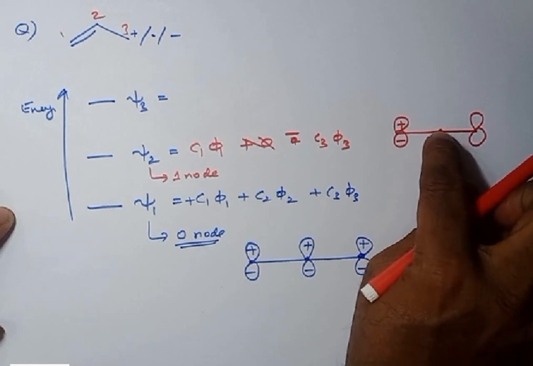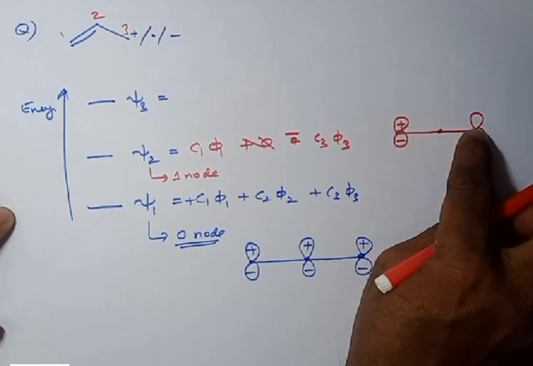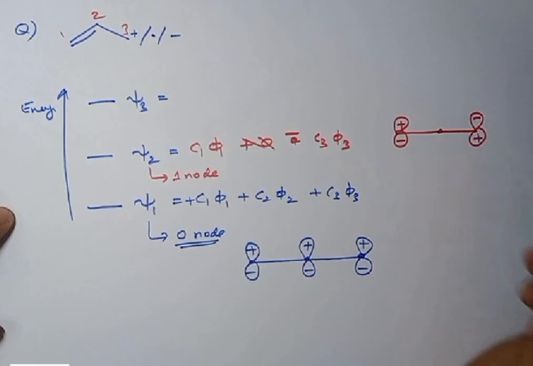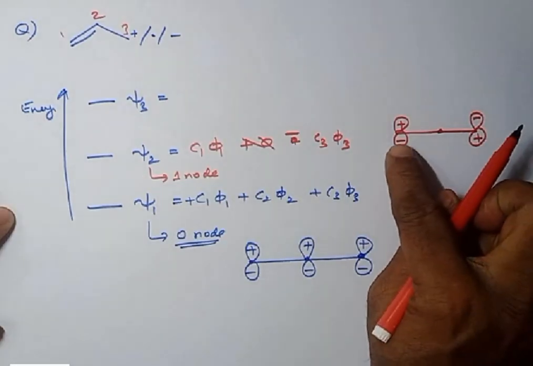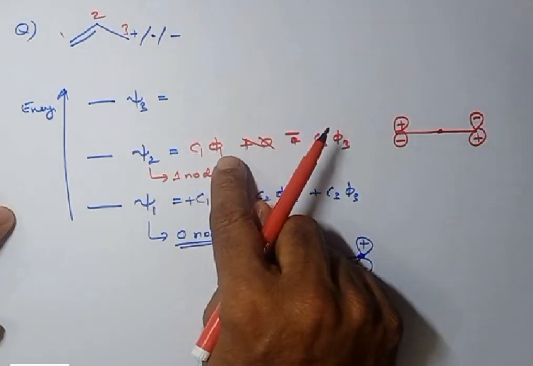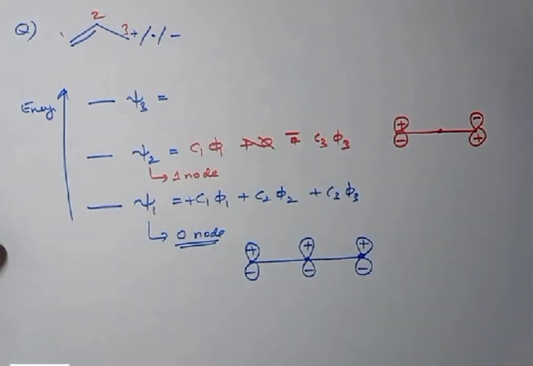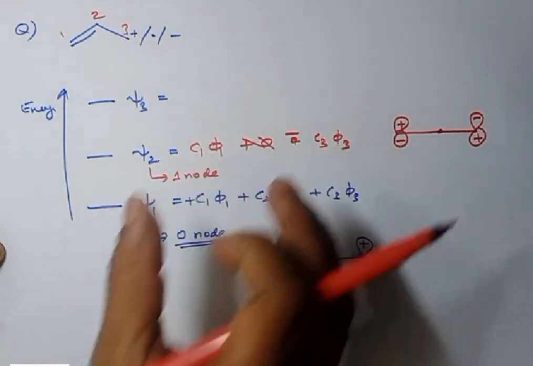Since there is a node here, when you move from this to this, the sign should change. So if this is plus, this should be minus, and this should be plus. So for carbon 1, if it is plus C1F1, for carbon 3, we should get minus C3F3. Okay, this is the wave function for psi 2.